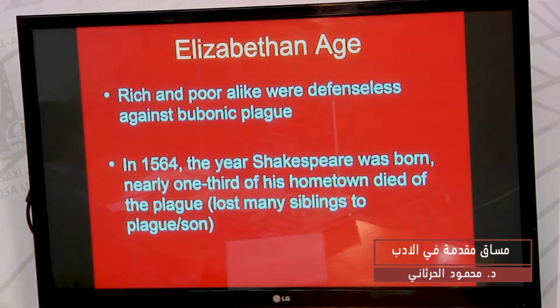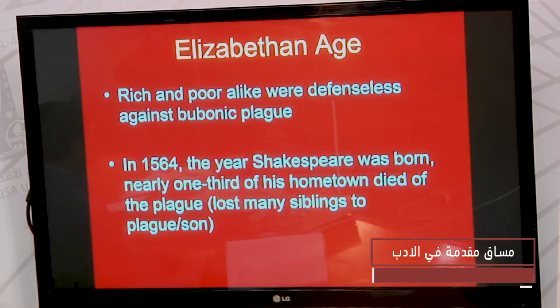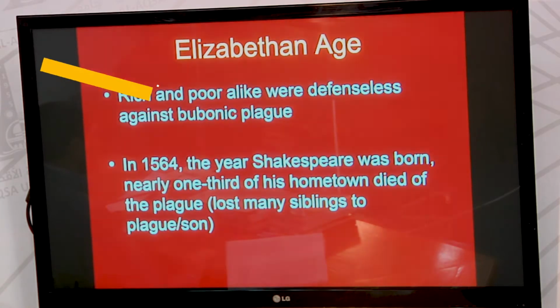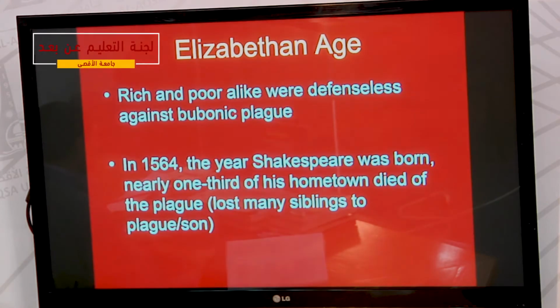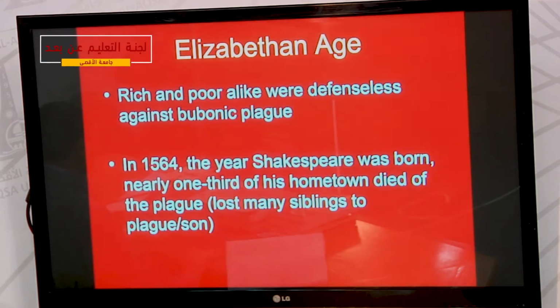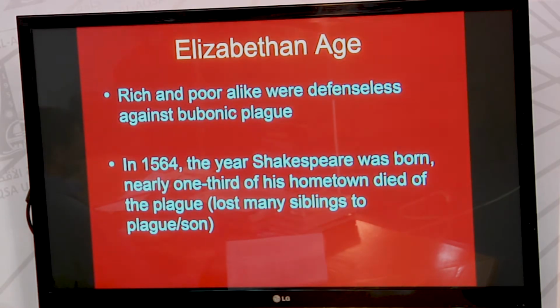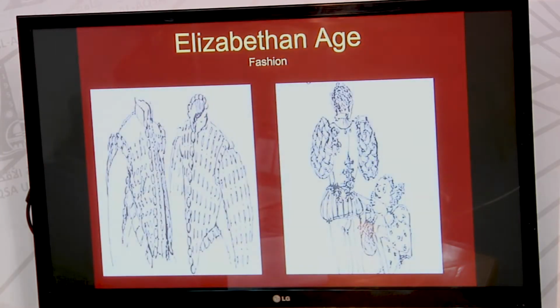Rich and poor alike were defenseless against bubonic plague. In 1564, the year Shakespeare was born, nearly a third of his hometown died of the plague, and he lost many siblings to plague, plus a son. Siblings means brothers and sisters.